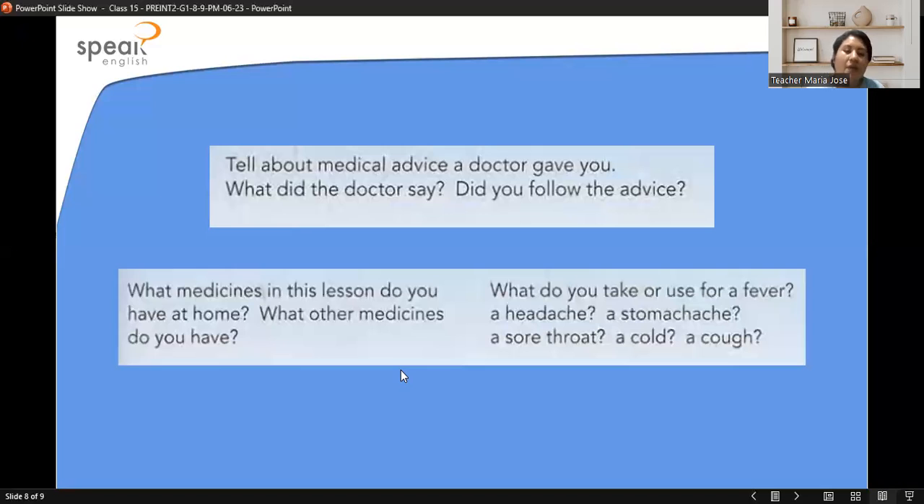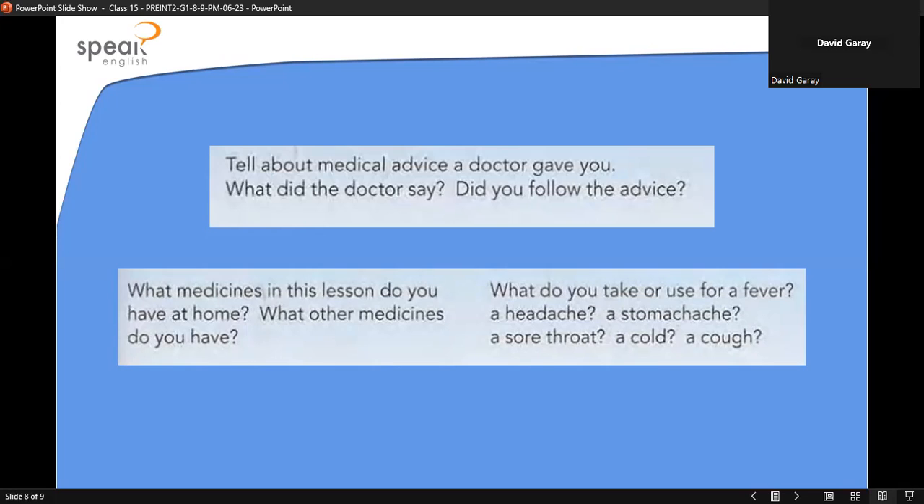Let's continue. Now, from the information about the medicines, remember that I sent you a picture of medicines. What medicines do you have in your house? In my case, at home, I use cough syrup for the runny nose and fever, and also pills, tablets, capsules. Okay.